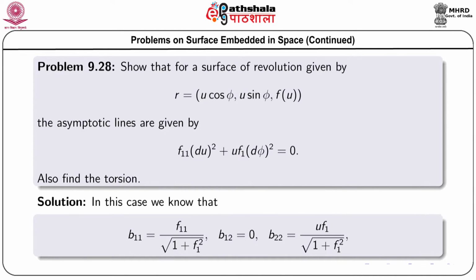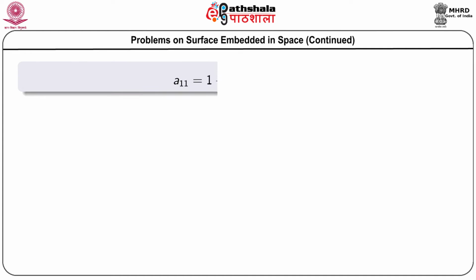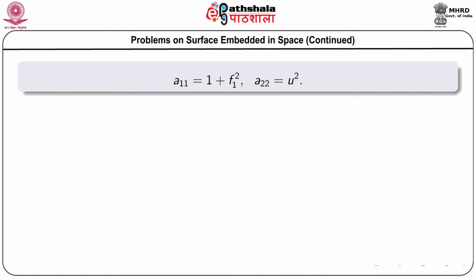Now, in this case we know how to find the coefficients of the second fundamental form, B 11, B 12, B 22. We have obtained that B 11 is equal to f 11 by root over 1 plus f 1 square, B 12 equals 0, and B 22 is u f 1 by root over 1 plus f 1 square. And we can also find A 11 and A 22: A 11 is 1 plus f 1 square and A 22 is u square.